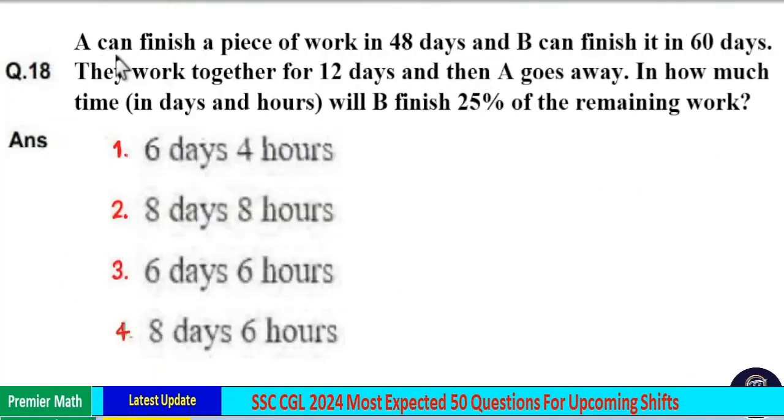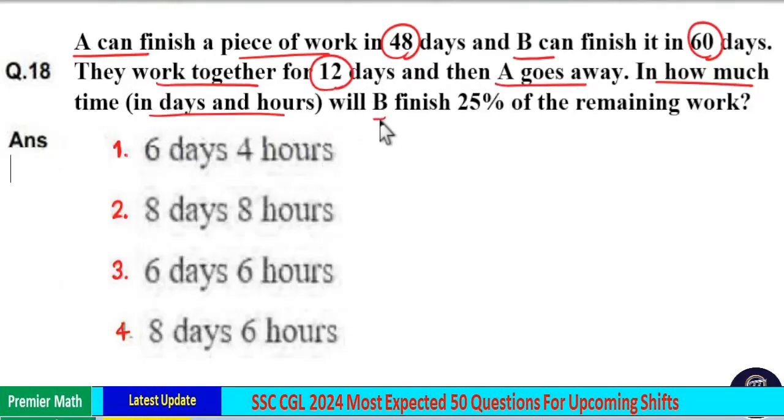Now the next question: A can finish a piece of work in 48 days and B can finish it in 60 days. They work together for 12 days and then A goes away. In how much time, in days and hours, will B finish 25% of the remaining work?